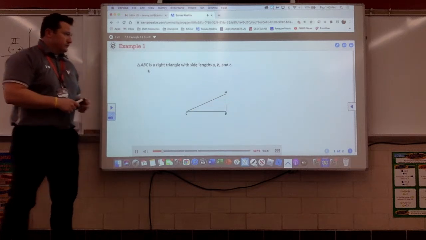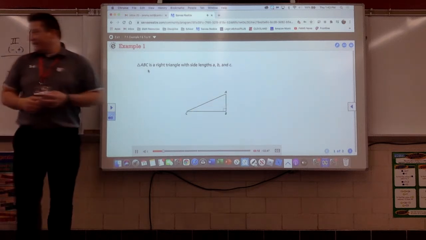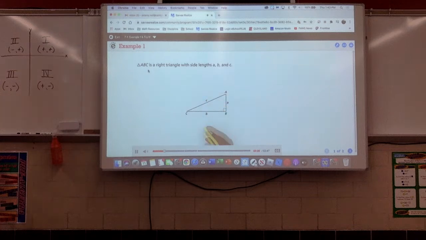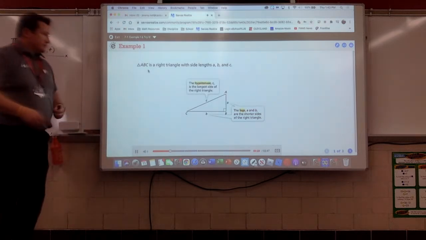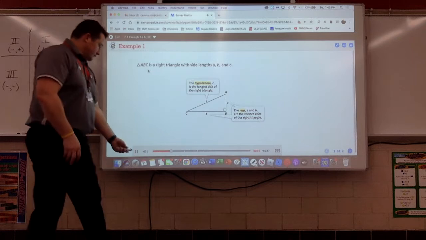Triangle ABC is a right triangle Yes, it with is. side lengths A, B, and C. The legs A and B are the shorter sides of the right triangle. The hypotenuse C is the longest side of the right triangle.